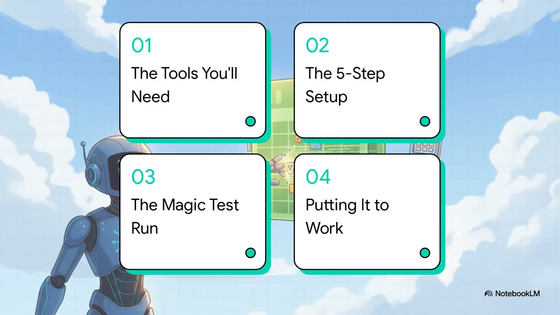So, how are we going to do it? Here's the game plan. First, we'll go over the 3 simple tools you're going to need. Then, we'll walk step by step through the 5-step setup. After that, we'll do a quick test run so you can see the magic happen in real time. And finally, we'll brainstorm some other really powerful ways you can put this automation to work.